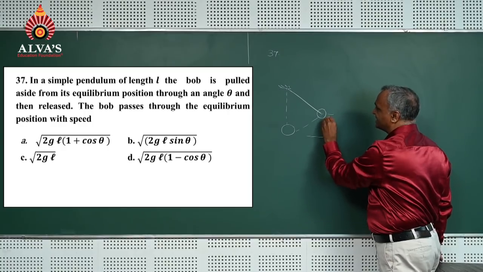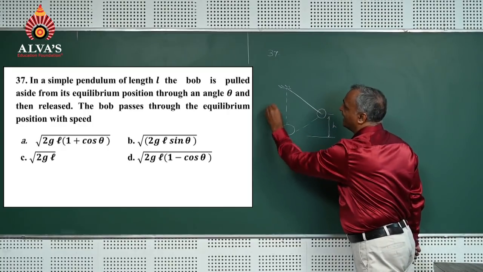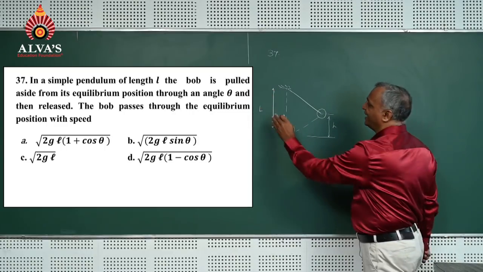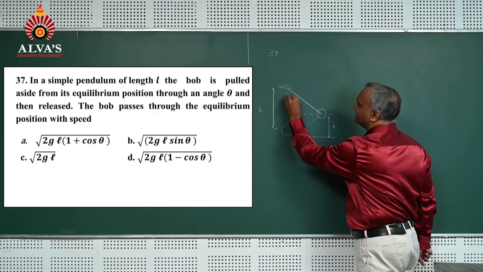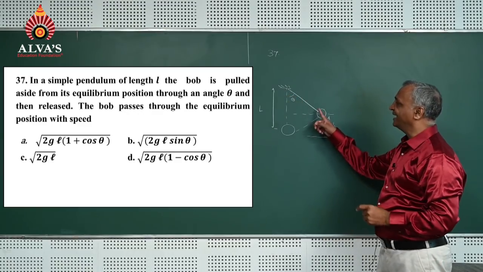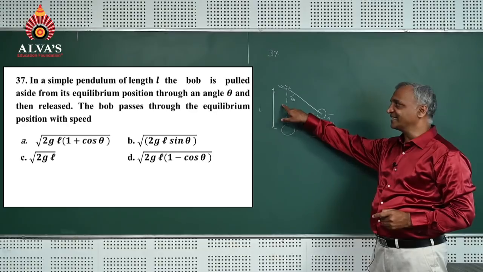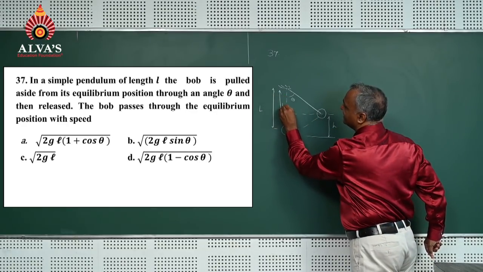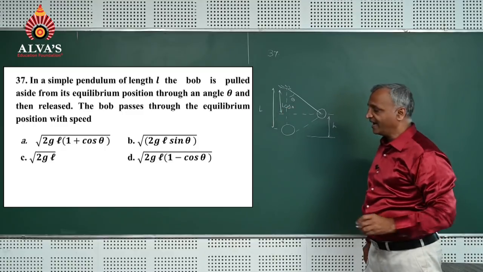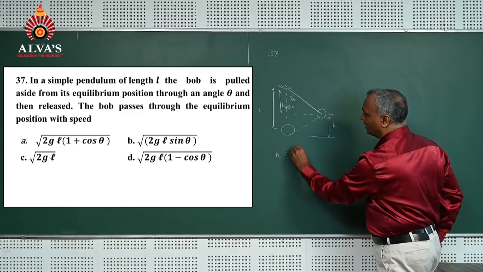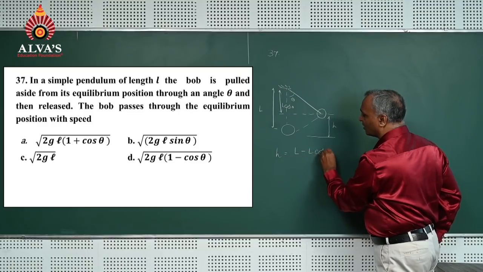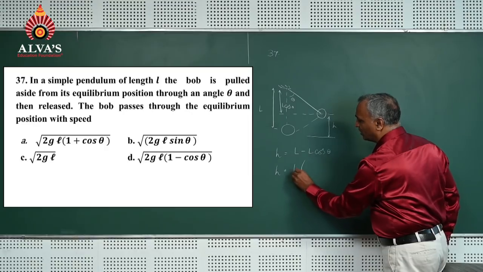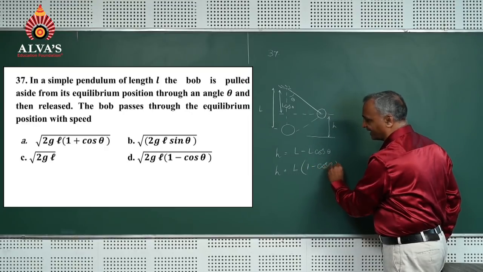Suppose this height is h and the length of this is L, and suppose this angle is theta. Then I can say the adjacent side divided by the hypotenuse, so this length will be L cos theta. And so h is equal to L minus L cos theta, or h is equal to L into 1 minus cos theta.